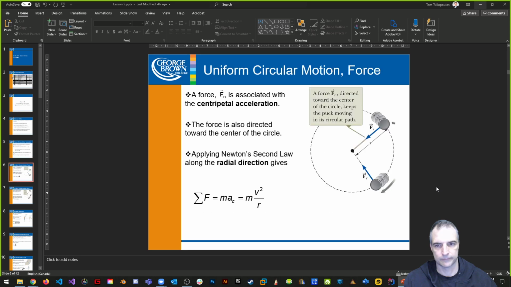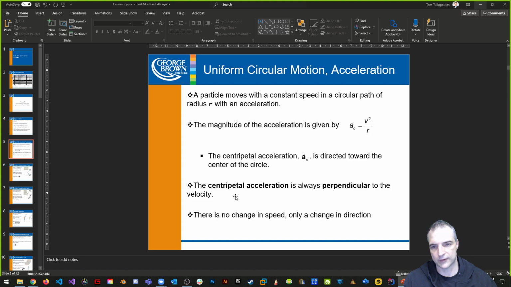Here's an example of this. I have some kind of object that's tethered to a center. If I swing it around, what happens? I can still apply force equals ma. Here m is the mass of the object, and a is the centripetal acceleration. And we know from the previous equation that centripetal acceleration is v squared over r.